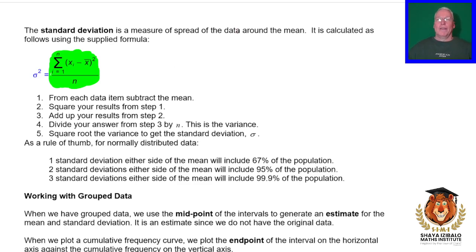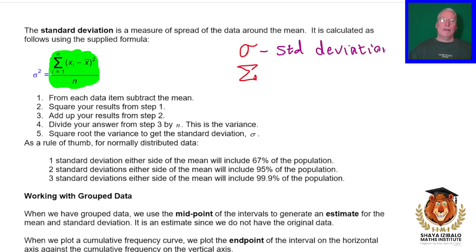Interestingly, in maths, there are two sigmas. There's that one, and there's this one. This is a lowercase s, and this is an uppercase s. What's very cool is they both occur in this same formula. This one represents standard deviation.